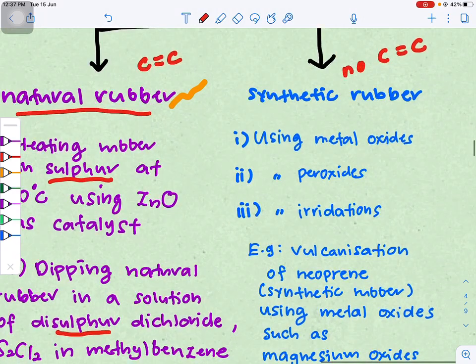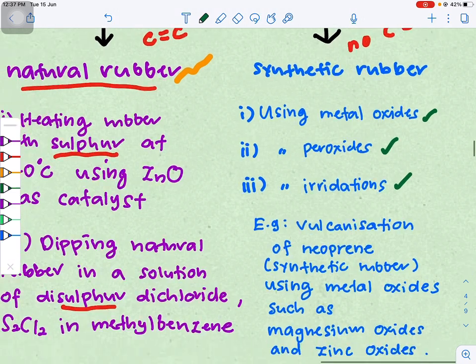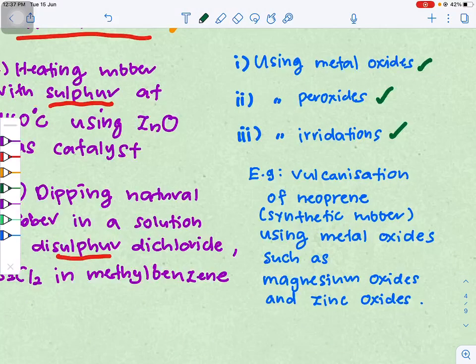For synthetic rubber, because it doesn't contain carbon double bonds, we don't use sulfur. So we will use the other methods, either metal oxide, peroxide or irradiation. Irradiation involves gamma rays. Okay, so you can explore and surf on your own to get more information if you want to know more about irradiation, peroxide and also metal oxide.